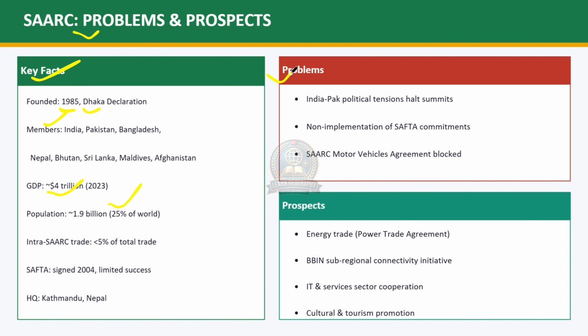Okay, problems: India-Pak political tensions, halted summits, non-implementation of SAFTA commitments, SAARC motor vehicles agreement blocked. Prospects: energy trade, Power Trade Agreement, BBI and Sub-Regional Connectivity Initiative, IT and services sector cooperation, cultural and tourism promotion.